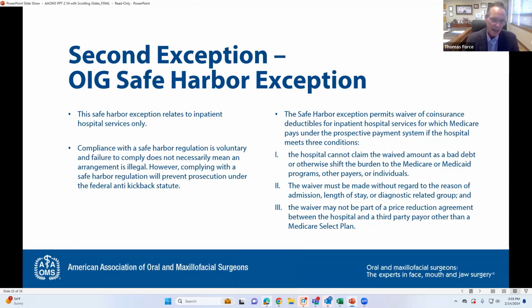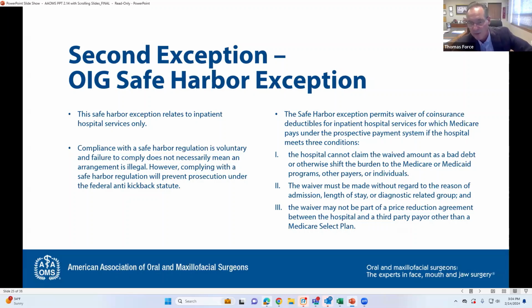It only relates to inpatient hospital services, so I won't cover it very often. I mean, it doesn't really apply to the surgeons that we're presenting to today. But just so you know, compliance with safe harbor regulations is voluntary, and failure to comply does not mean that the arrangement is illegal. All right, but here's the exception. So it relates to inpatient hospital service only.